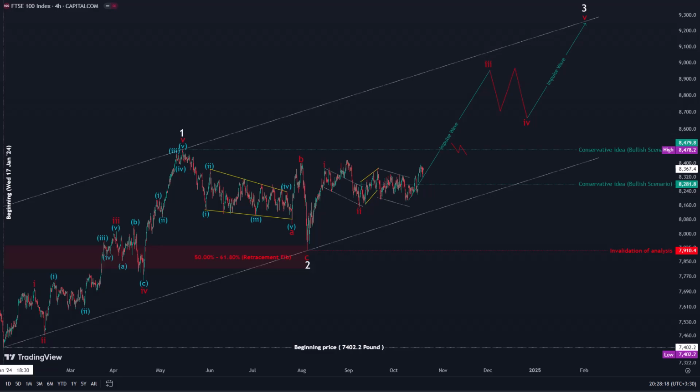Now, let's check the 4-hour chart. It shows 5 waves moving upward in a bullish trend, followed by a correction pattern, which could be a classic zigzag or possibly a sideways pattern.